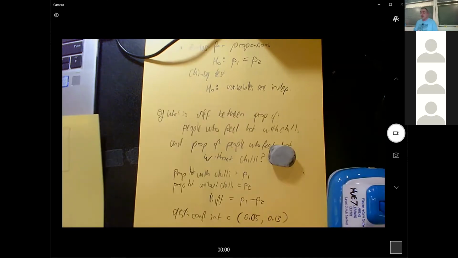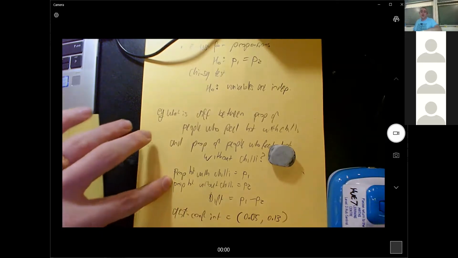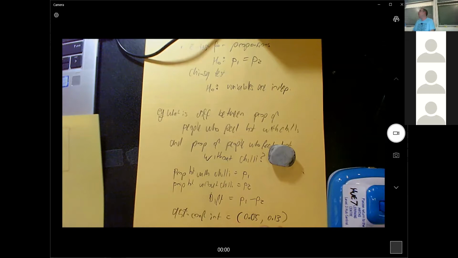And so this would be saying that the difference between the proportion who feel hot with chili and the proportion who feel hot without chili is between 0.05 and 0.13. So saying that the proportion who feel hot with chili is between 5 percentage points higher and 13 percentage points higher than the proportion without. That is a confidence interval. And it's calculated based on you imagining there's a particular difference that came out in your particular data, and you're going a little bit down from that and a little bit up from that to try and give you an estimate for what the true proportion is for all possible people. That's the idea of what a confidence interval is for.